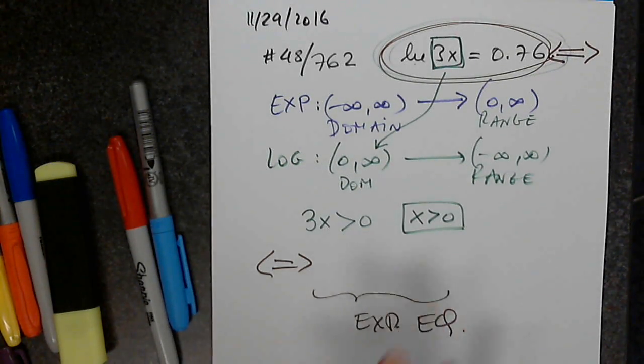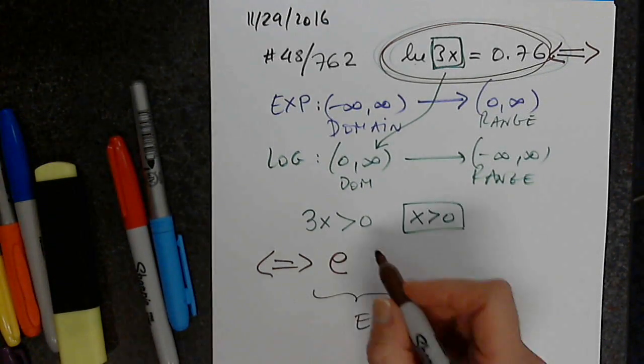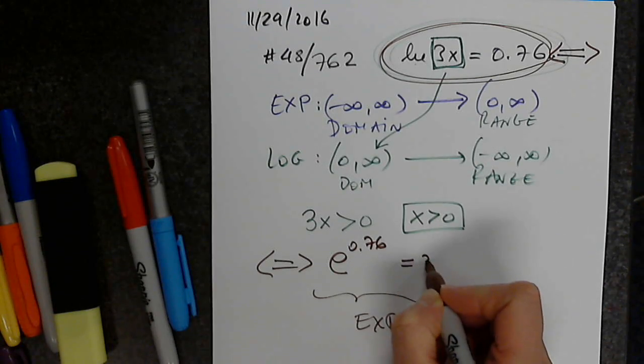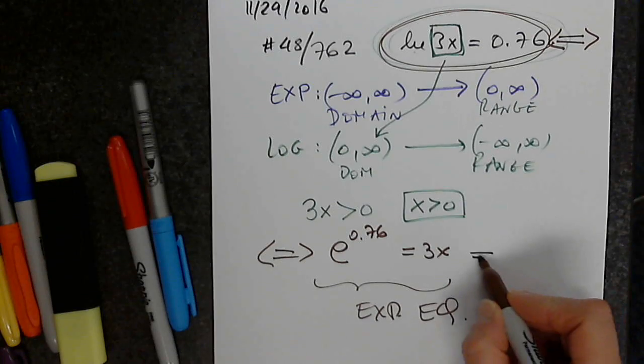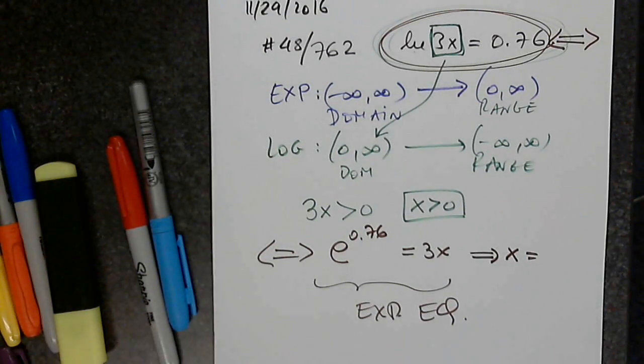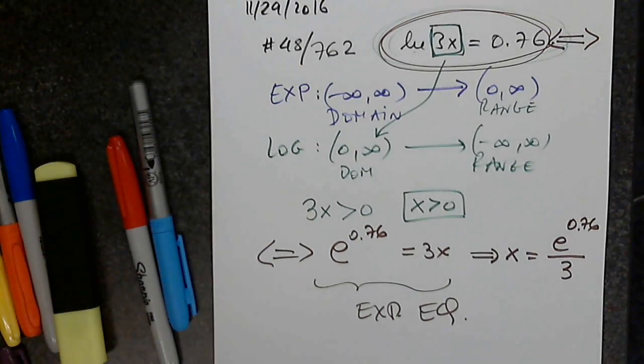So log cannot appear here. How do I change it? Would it be e to the power of 0.76 equals 3x? Wonderful. Excellent. Perfect. Good. So then from here, I know how to get x. How much is x? e to the 0.76 over 3. Careful. All right. e to 0.76 divided by 3. Very good.